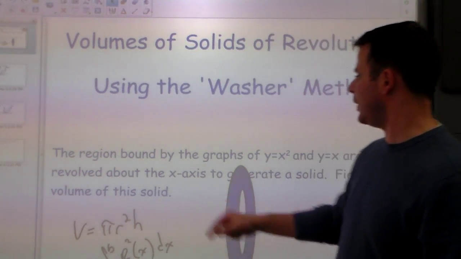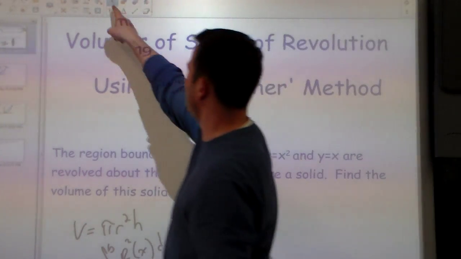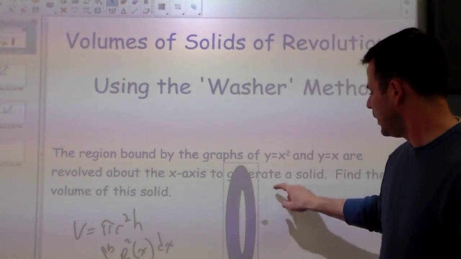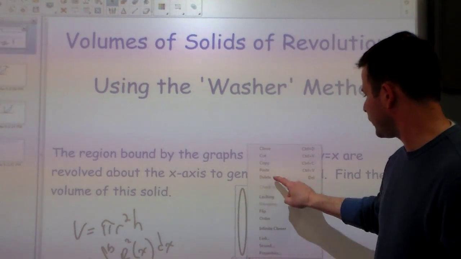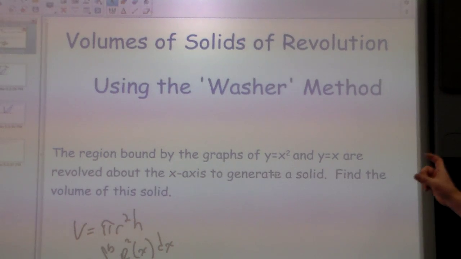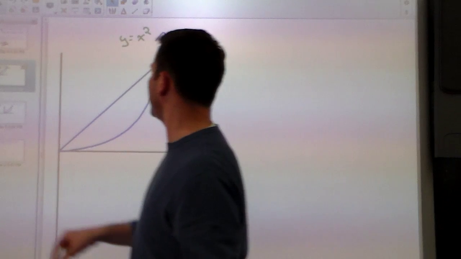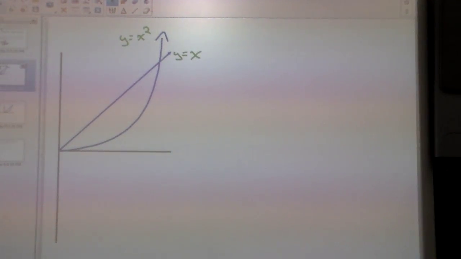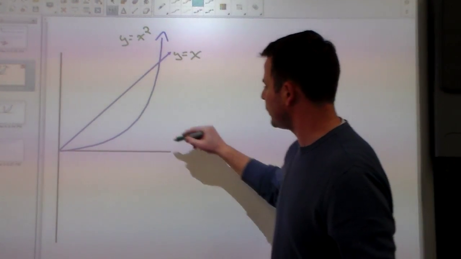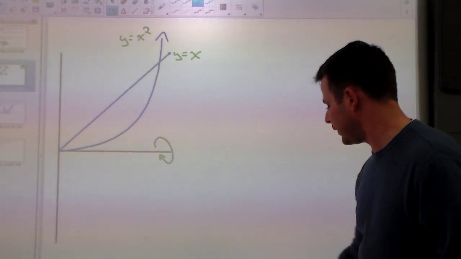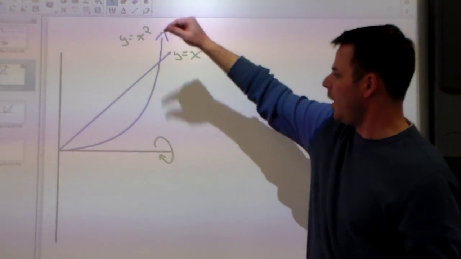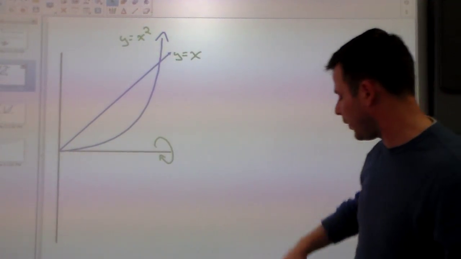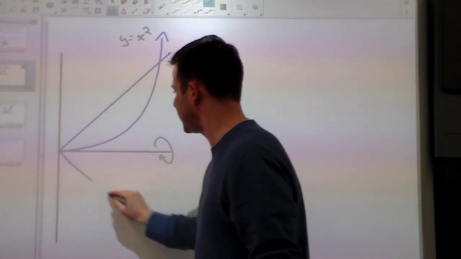And this region that we're going to be working with, to begin, is the region bound by the graphs of y equals x and y equals x squared. That's a pretty straightforward region, simply to help us with the procedure. So here's what our region looks like. Here's the graph of y equals x and y equals x squared. Let's first, before we do anything, revolve this about the x-axis. So we're going to sweep out the top function about the x-axis, creating a solid. And that will look something like that.